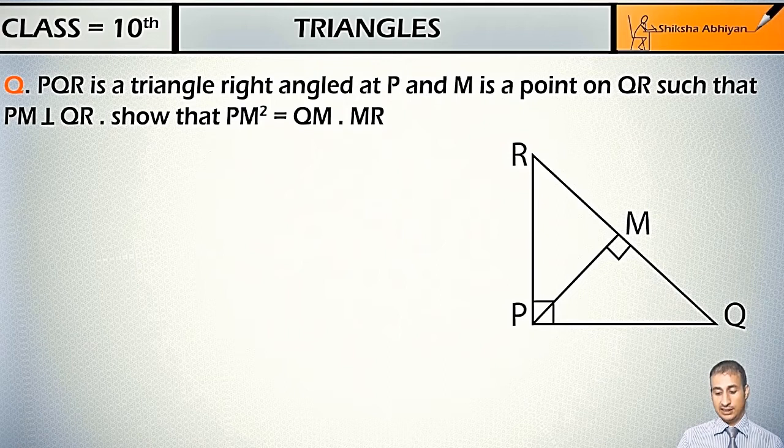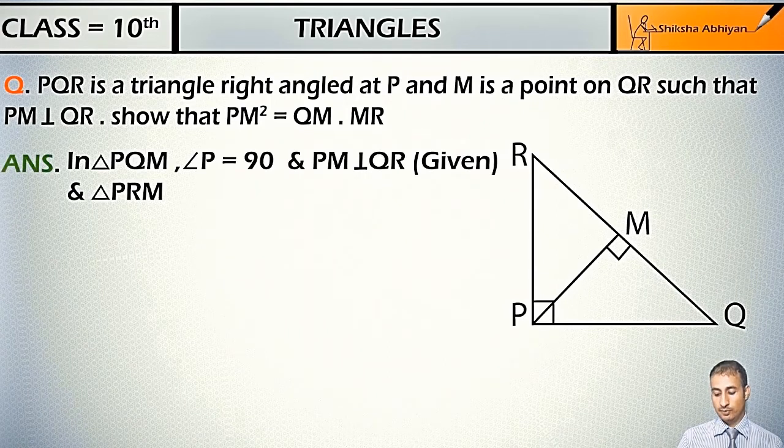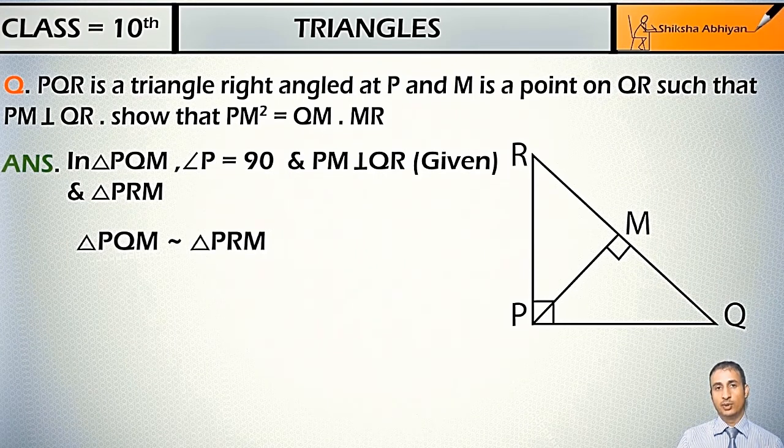Now students, see in triangle PQM and triangle PRM, here you look concentratedly, angle P is equal to 90 degree and PM is perpendicular on QR, so both are 90 degree. And here I can write therefore triangle PQM is similar to triangle PRM, because here side PM is common. So both are similar.